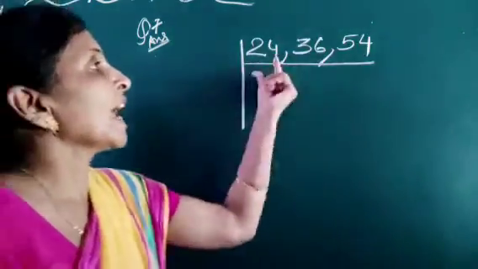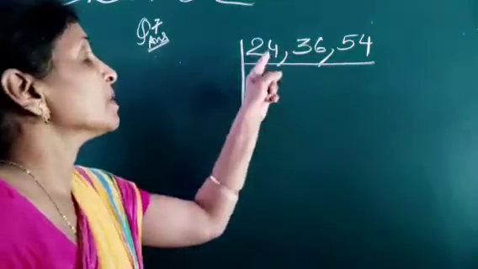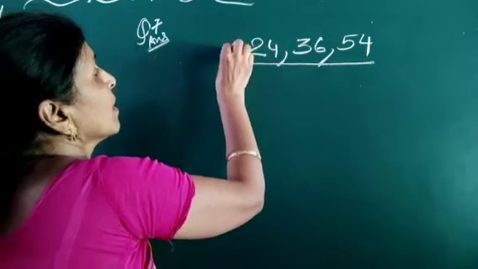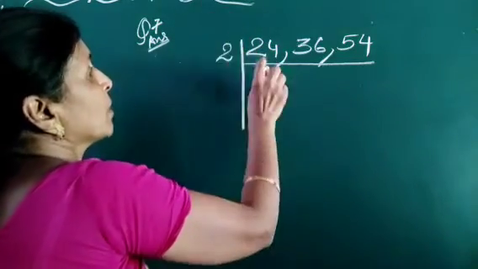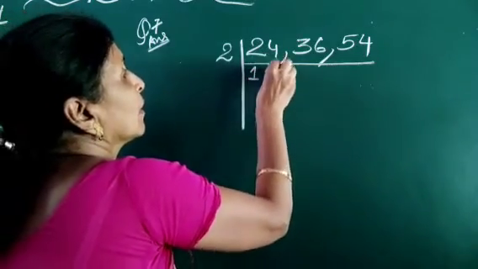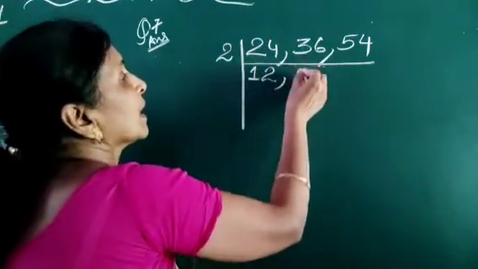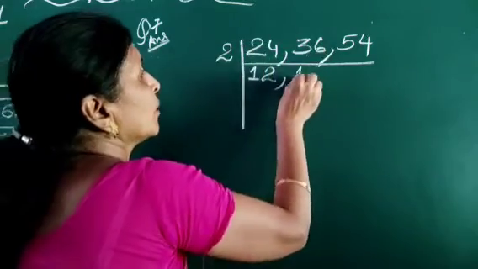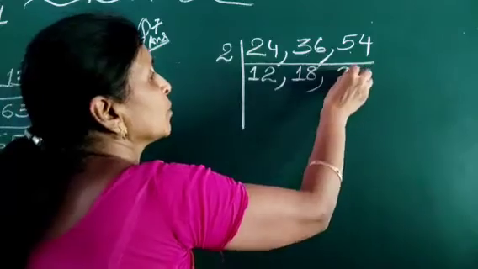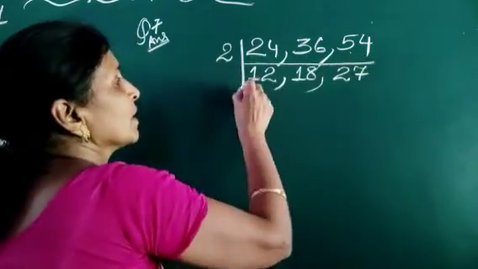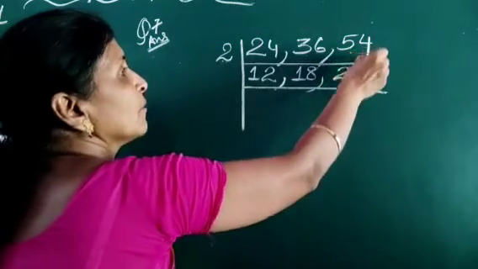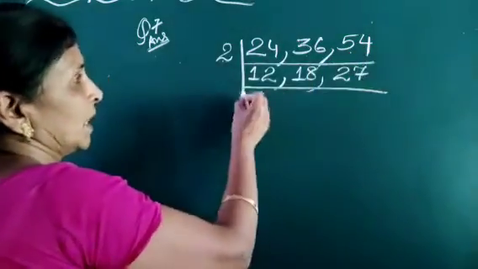Now we find out the LCM of these numbers. First we divide these numbers by the smallest prime number 2. 24 is divided by 2, then 12 comes, then 36 is divided by 2, then 18 comes. 54 is divided by 2, then 27 comes. 2 2s are 4, 1 remainder, 1 and 4, that is 2 7s are 14.